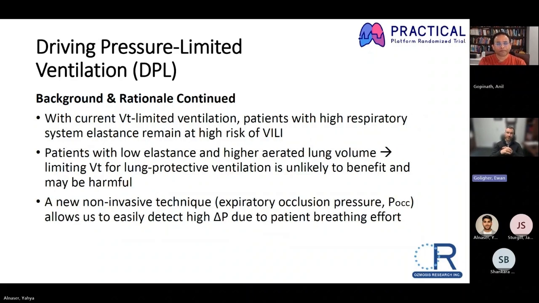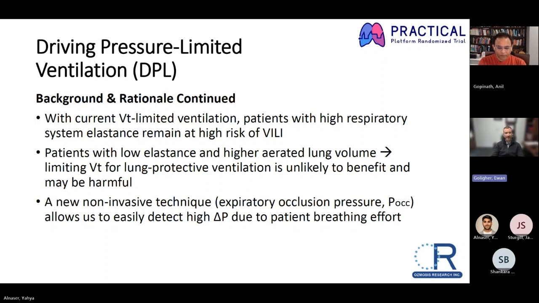We think there are patients who are at risk of residual ventilator-induced lung injury, even when you limit the tidal volume to 6 mL per kilo. And these are patients in whom the respiratory system elastance is high. So if the elastance is high, the lung distending pressures or the lung stress can be high, even when you reduce the tidal volume to 6 mL per kilo. That's because the baby lung is so small that it's still at risk of overdistension. On the other hand, when elastance is low and the patient has a relatively large lung volume, then reducing tidal volume to 6 mL per kilo might actually not be necessary.